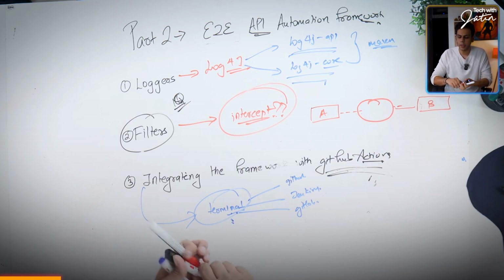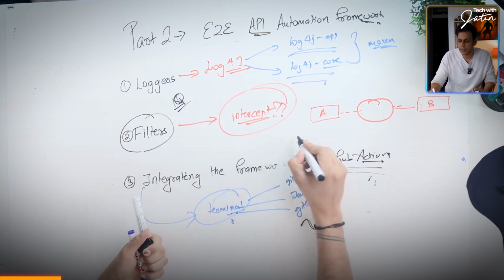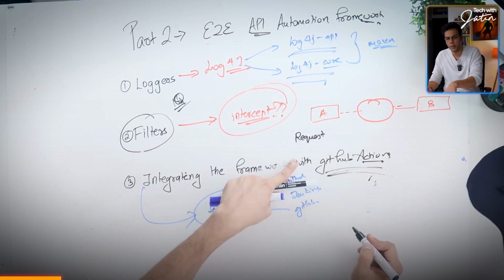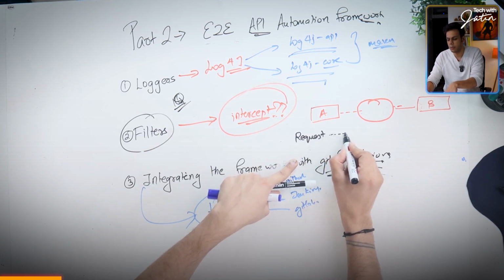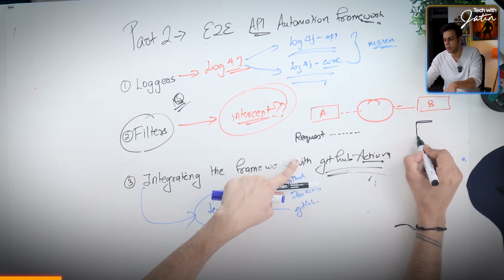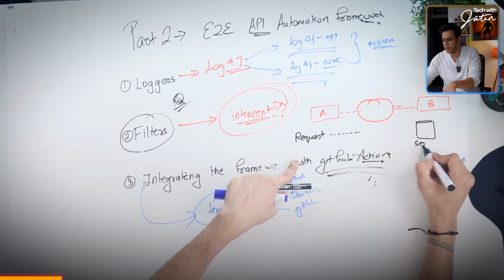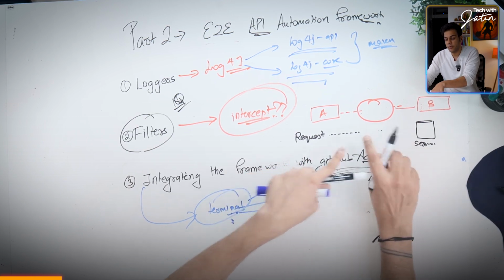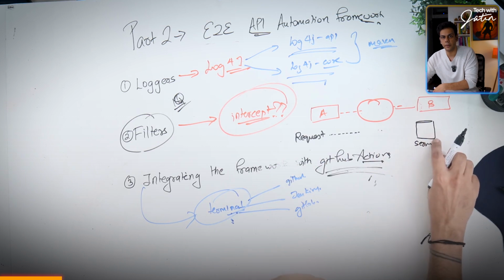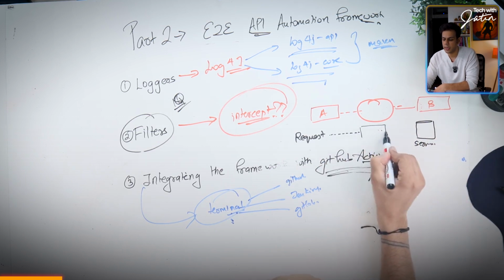So what is going to happen? Let's say you're making a request in REST Assured. Now, the request is going to be made. This request has to reach the server. Okay, this is my server. Now, before the request reaches the server, I want to make some kind of modification.